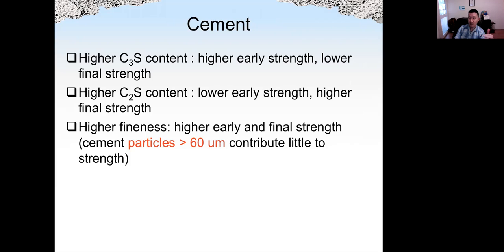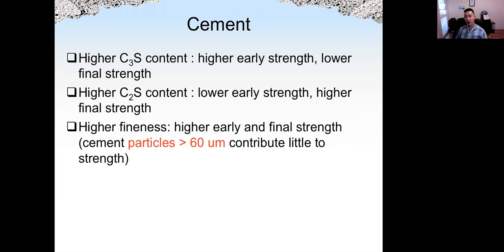Let's look at early age strength first. When we increase the fineness, we have more surface area. That means water will have more contact area with cement particles, so we have faster hydration. So that's why for type 3 cement, high early strength cement, we have a smaller particle size or high fineness. Okay, for that reason.